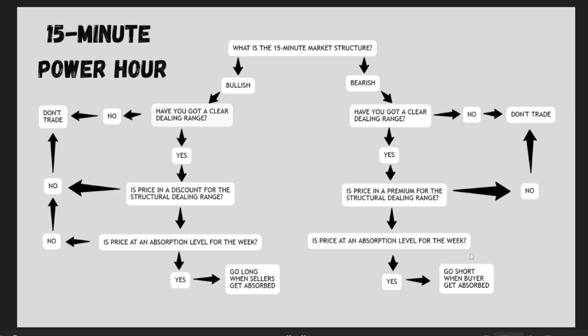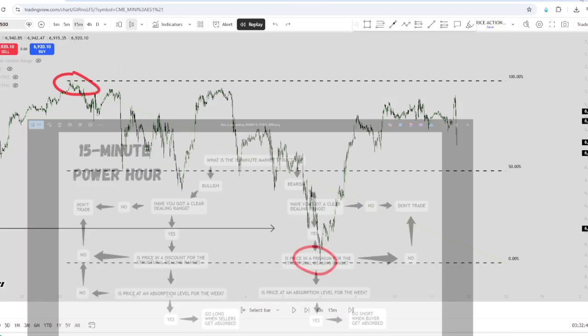And the sad thing about this is if you mess up this point over here, so if price is not at an absorption level for the week, it means your trade is not valid, but a lot of people try and go short anyway. So if price is not at an absorption level for the week, you don't trade. So this is the basic logic.